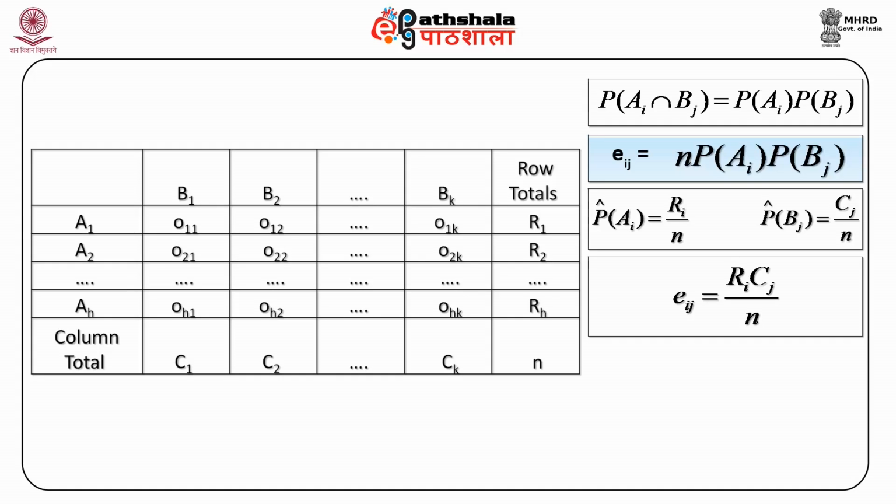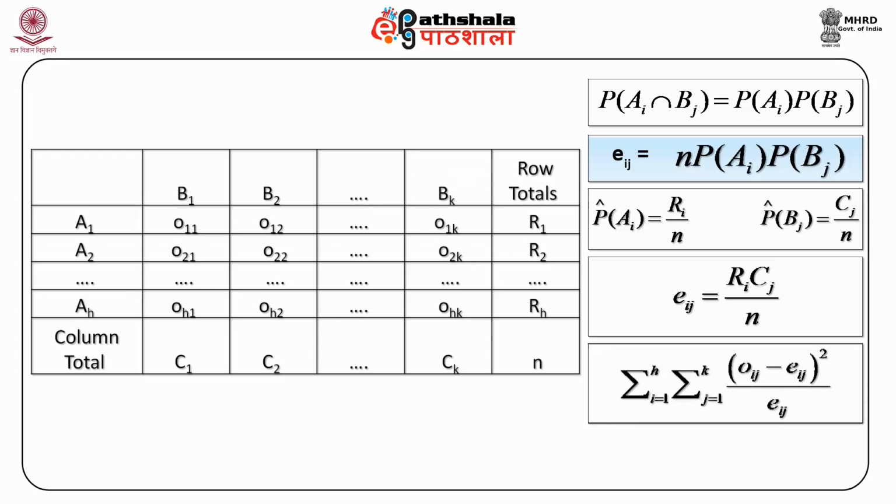The test statistic for independence, summed over i and summed over j, of Oij minus Eij squared upon Eij, has approximately a chi-square distribution. If the observed frequencies are fairly in agreement with the corresponding expected frequencies, then chi-squared will be small. If there are large deviations between observed and expected frequencies, chi-squared will be large and we can conclude that the two variables are not independent.